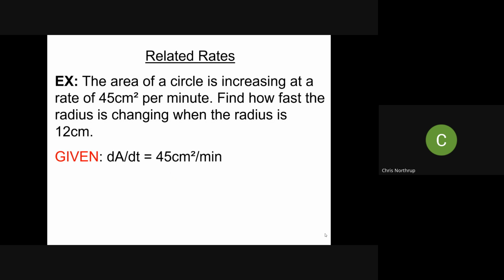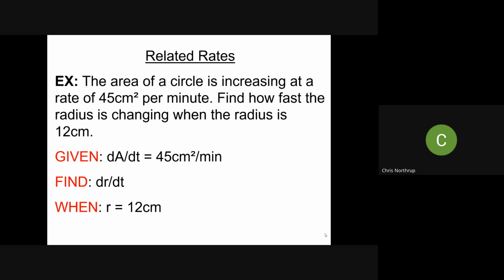The thing they want us to find. Okay, so they're asking find how fast. So the find is going to be dr/dt, how fast r is changing with respect to time. That's the rate of change of my radius. And when, so that's when r equals 12. If r equals 12, typically when we set up this problem, we'd have that area formula for a circle. We would plug that 12 in and be able to find an area and go from there.